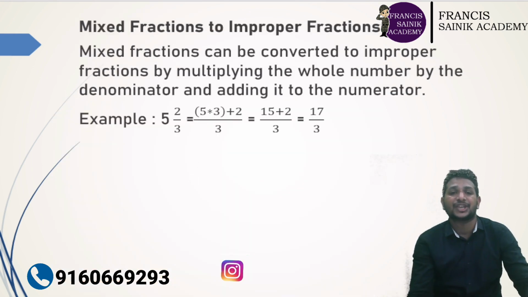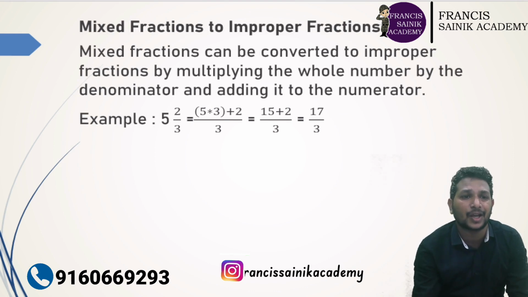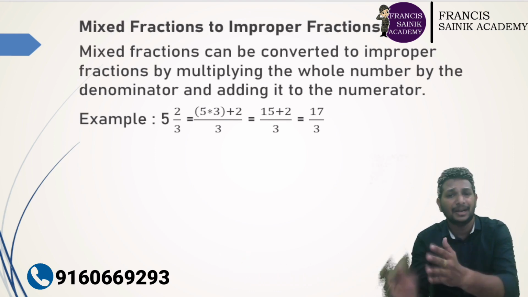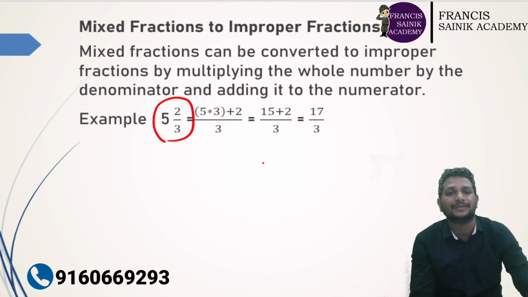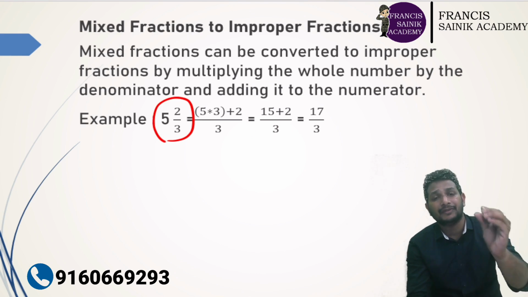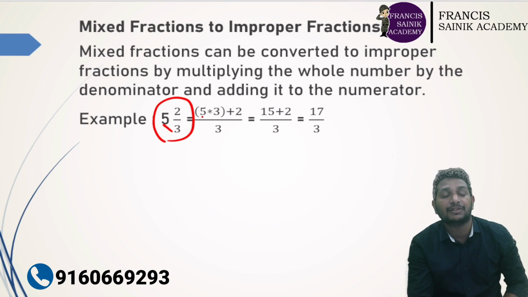So, mixed fractions to improper fractions. As we discussed, mixed fractions are a combination of a whole number and a proper fraction. Here we can see the example 5 2 by 3. So what do we do when a mixed fraction is given? First we multiply 5 and 3, that is 5 into 3 plus 2. 5 3s are 15, plus 2 becomes 17 by 3.